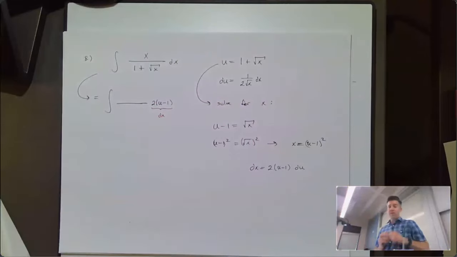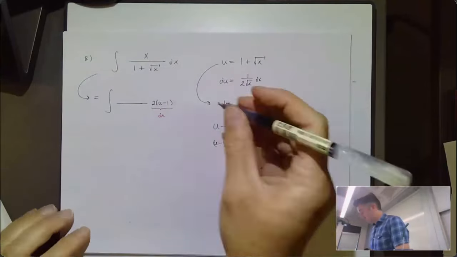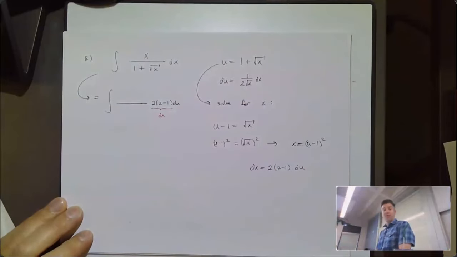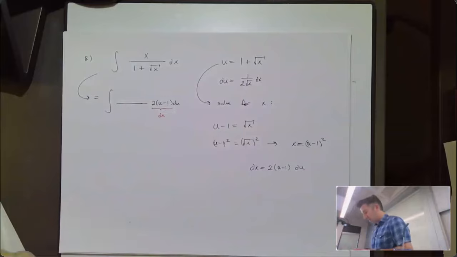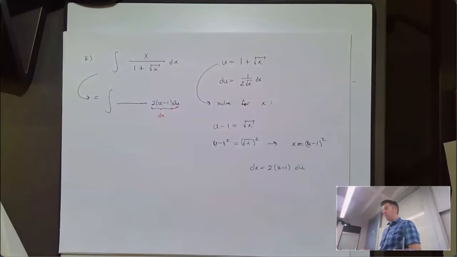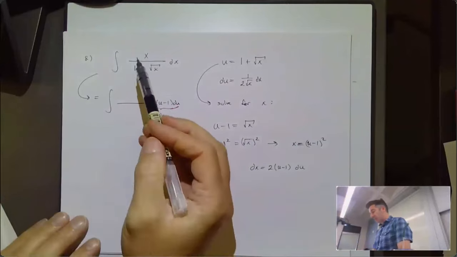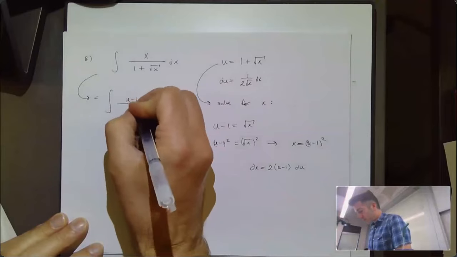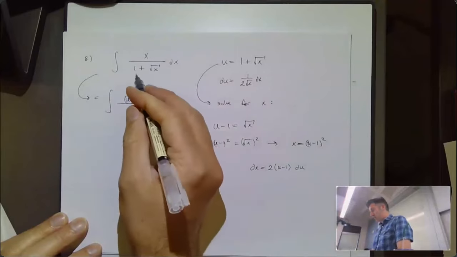It's always the part when I'm doing a u sub that I'm most concerned with changing first. Always making sure dx converts to something with du in it. You need the du there. That's important. Great. So that's my dx there, including the du. And then everything else I'm just going to replace with what it's equal to. So x is equal to u minus 1 squared, and 1 plus root x is equal to u.